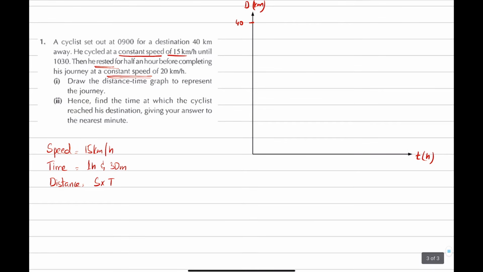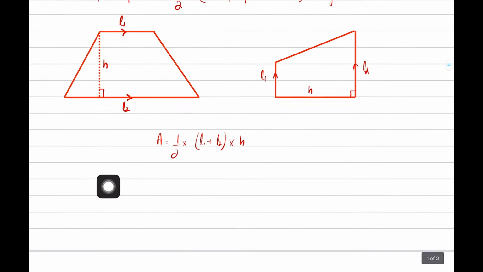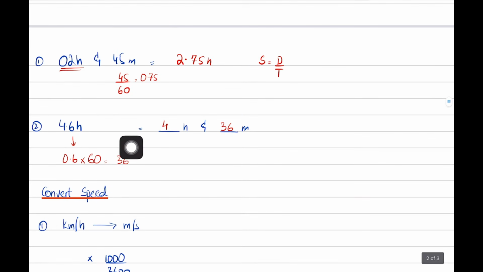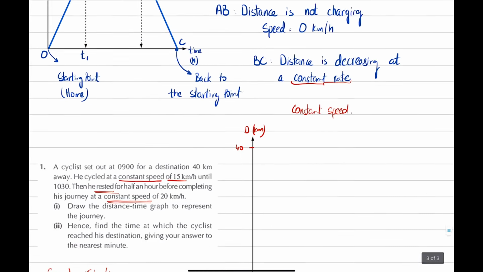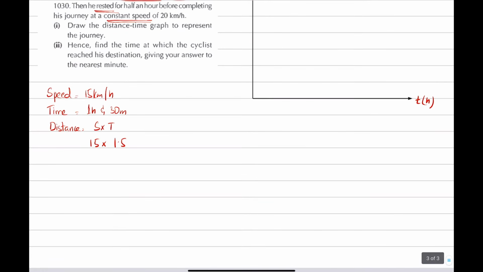But now we've hit a problem. We have 15 as the speed, but what do I multiply 15 with? Exactly 1.5. That is the reason why these conversions are important, so that you know how to convert hours and minutes to hours and decimals. So 15 into 1.5 is 22.5. There you go, 22.5 kilometers.